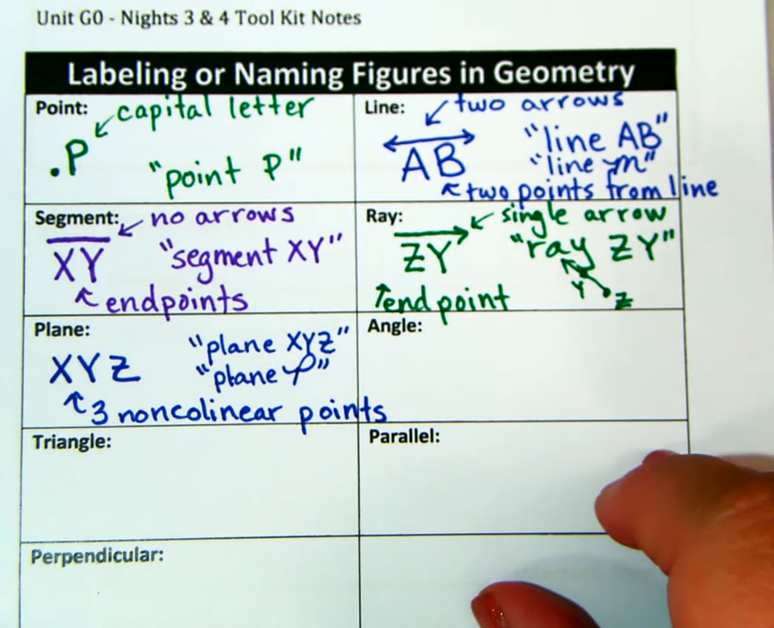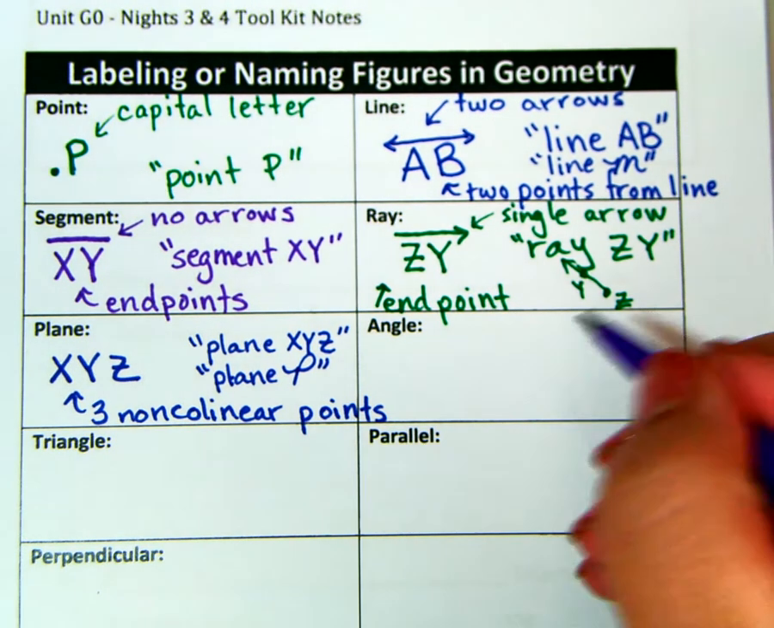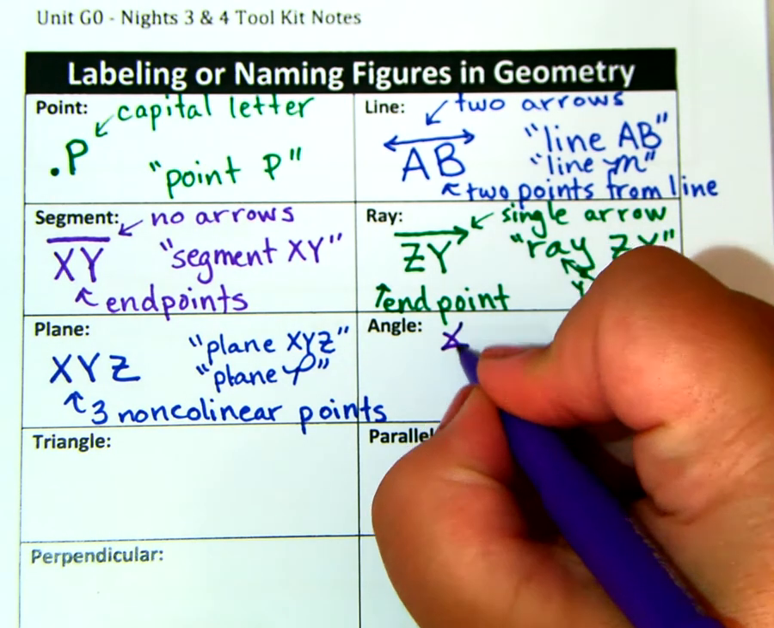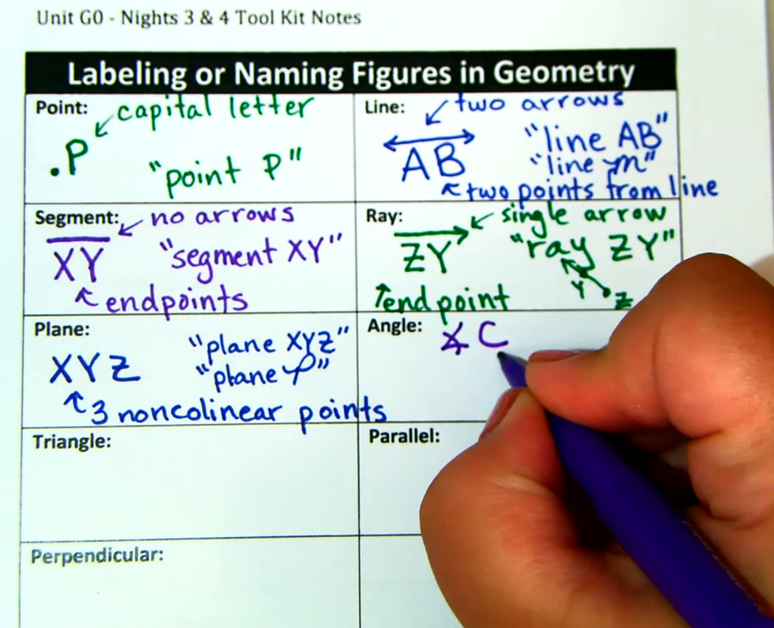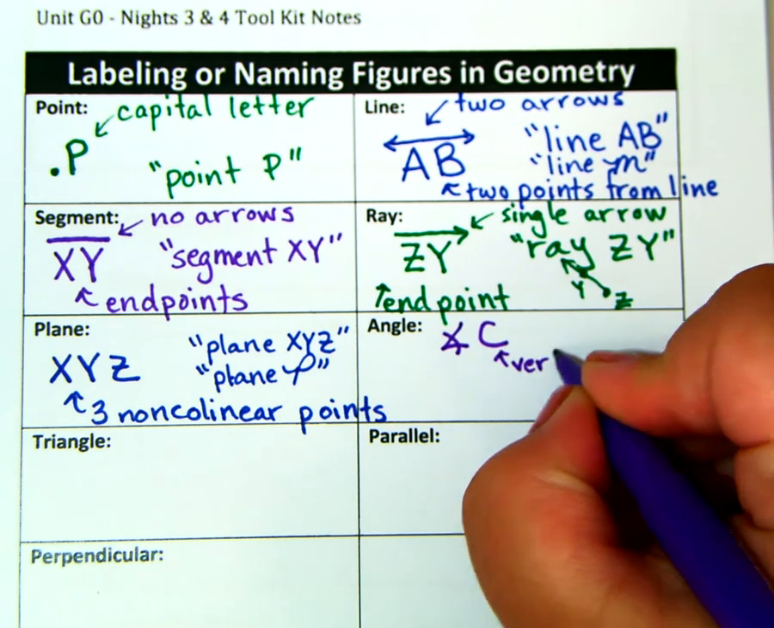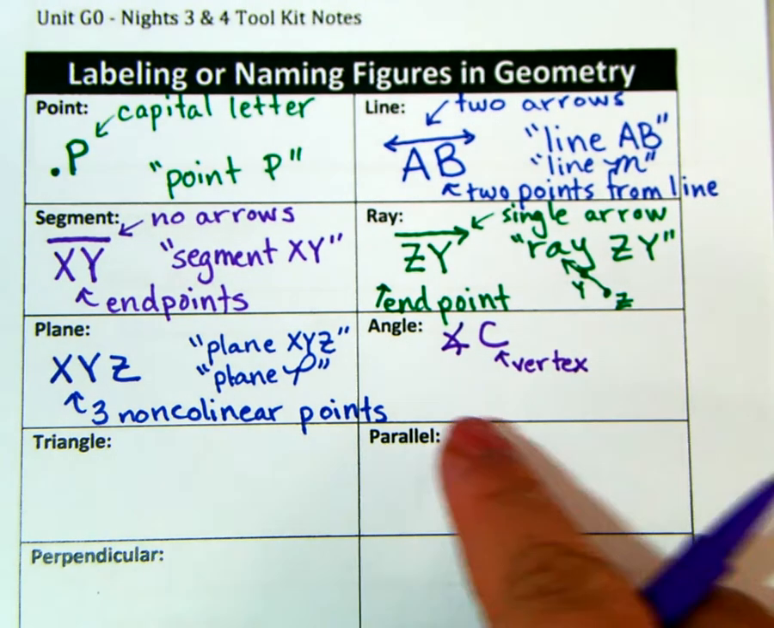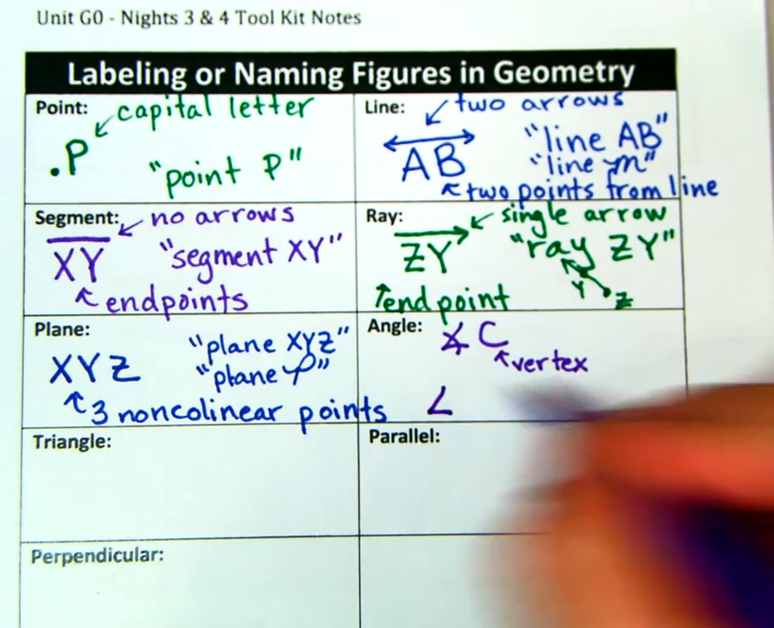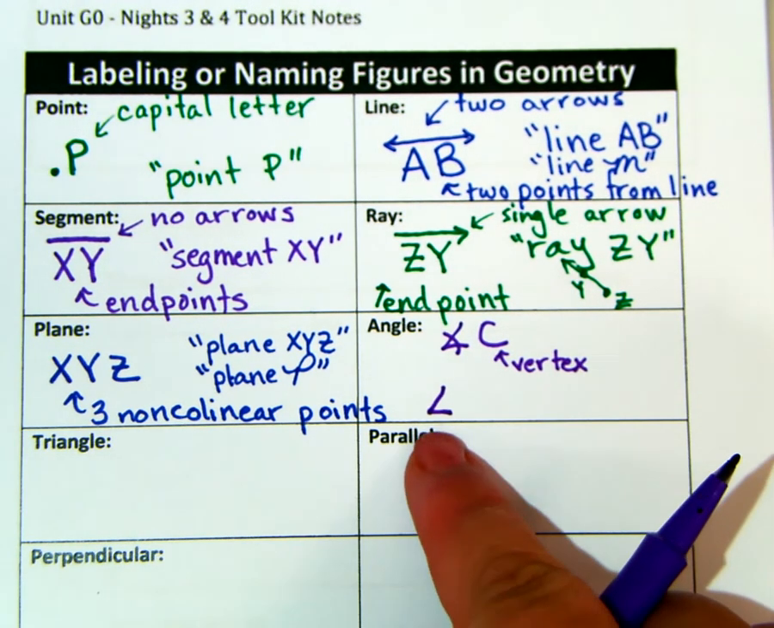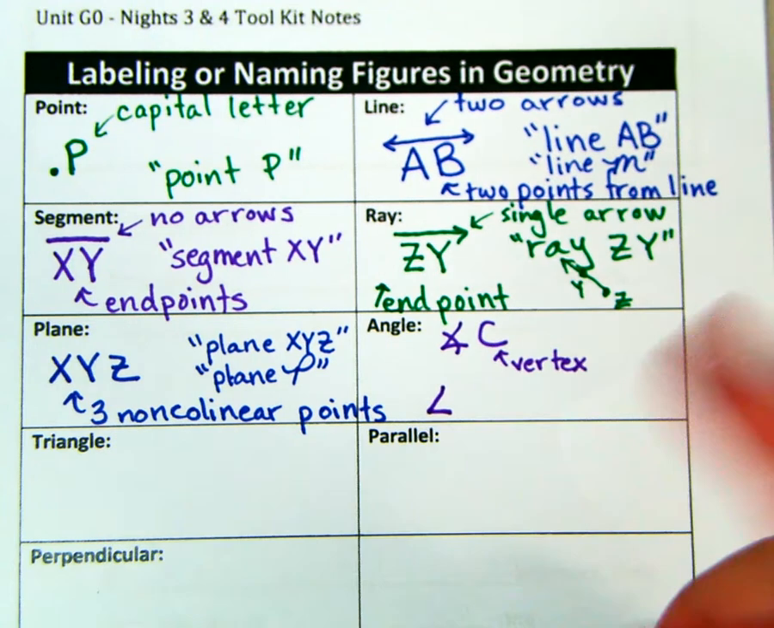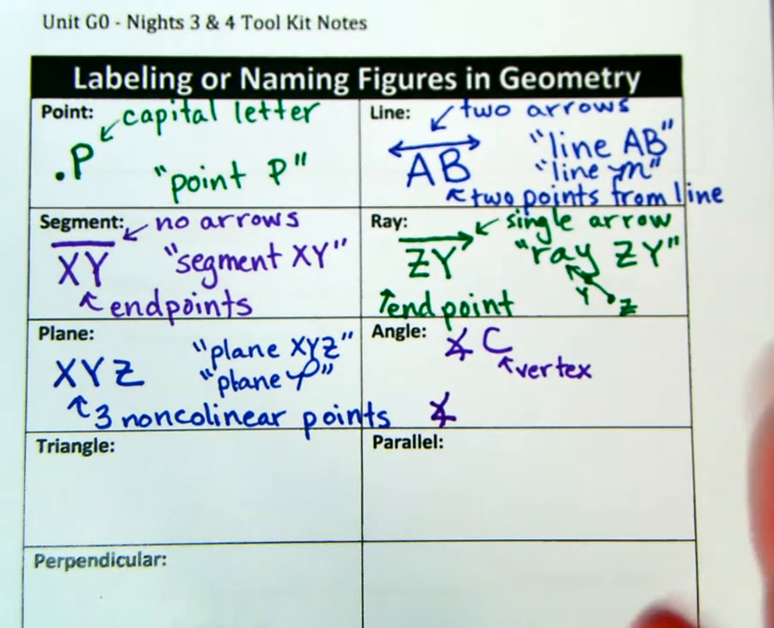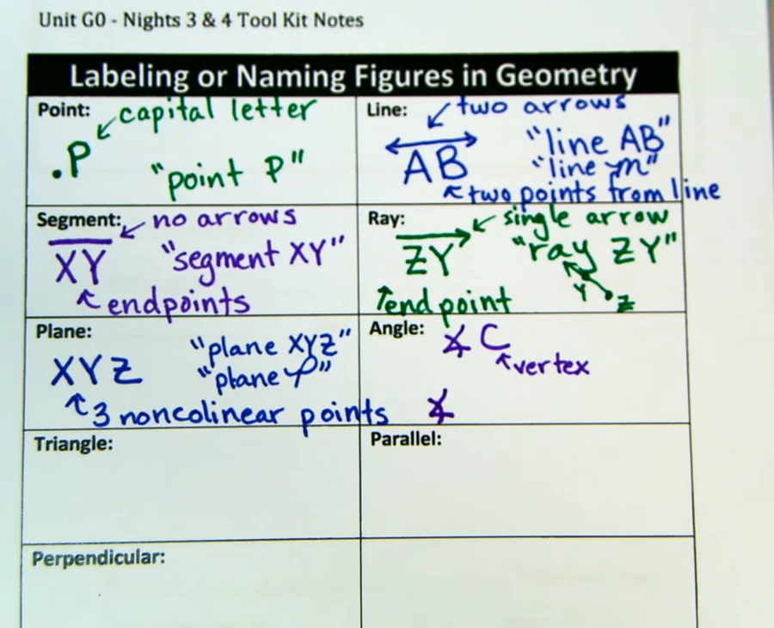An angle is represented by the vertex. So, like, an angle where the vertex is at C. Some textbooks won't use the little curve, and they just do this. What I find is I end up confusing this with the letter L, and so I like to use the little angle mark so that I can tell that it's an angle and not a letter L.